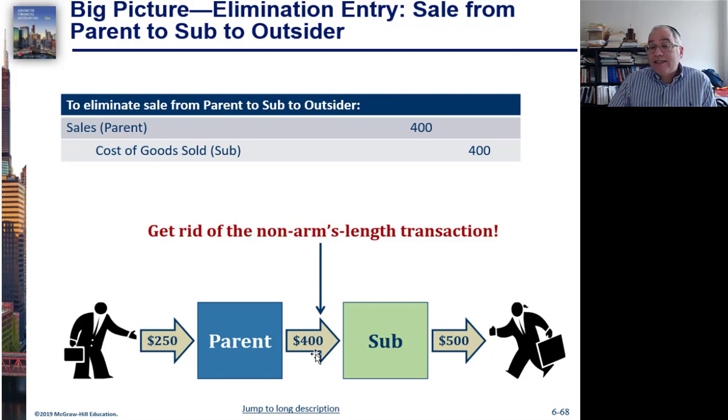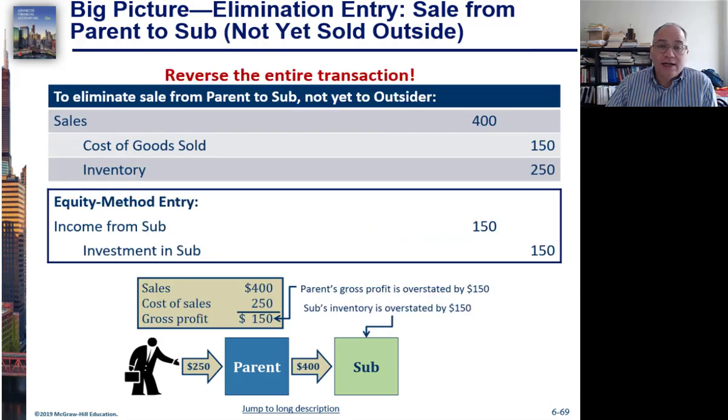So what we're going to do is debit sales of $400. We're also going to debit the cost of goods sold recorded by the sub. When the sub recorded the sale, they recorded cost of goods sold for $400. We're going to eliminate that too and credit cost of goods sold for $400. But the more complicated scenario is going to be right here.